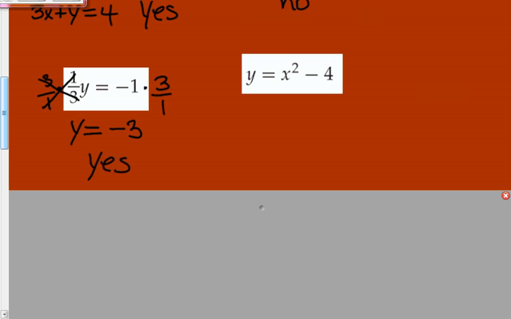Now when we look at this one, I have a squared x term. I cannot write that in the form of Ax, because it's not a single x, it's an x squared. So now automatically, this is not linear. I cannot write it as Ax plus By equals C.